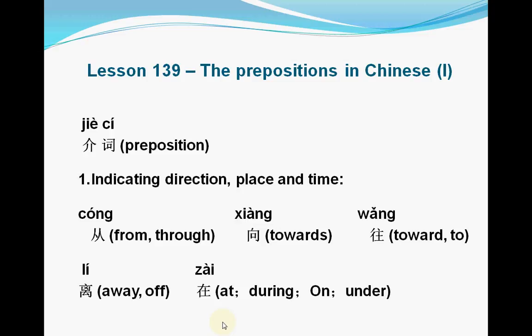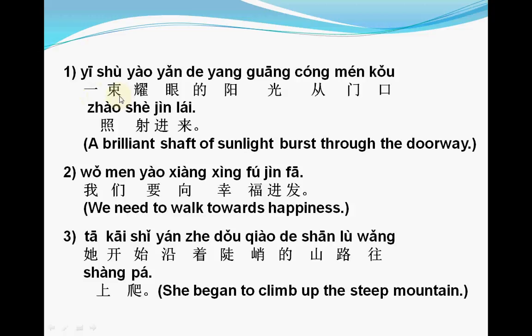Okay, I will give you some example sentences. For example, 一束耀眼的阳光从门口照射进来. 一束 means one beam. 耀眼的, brilliant. 阳光, sunlight. 从, through. 门口, doorway. 照射 means shine, shining. 进来, inside.